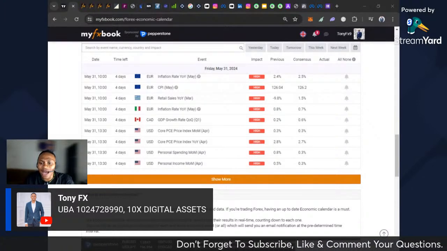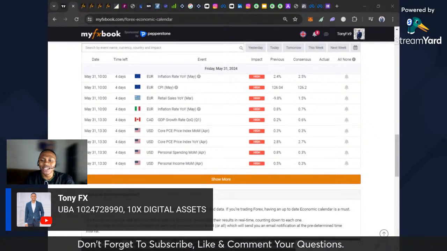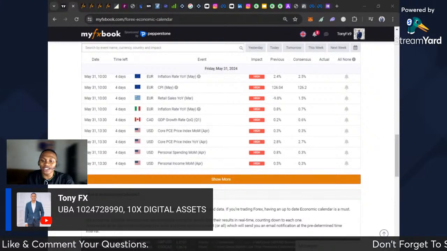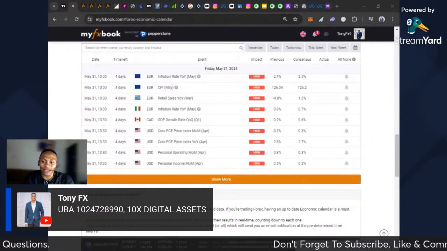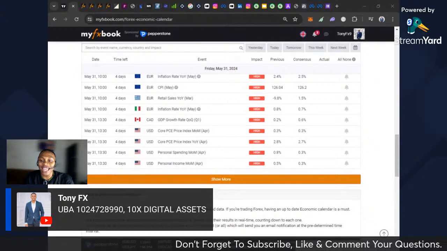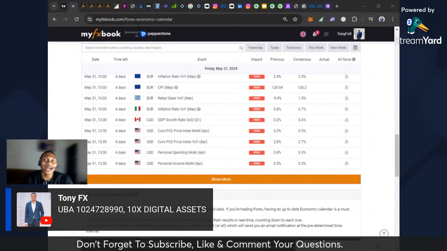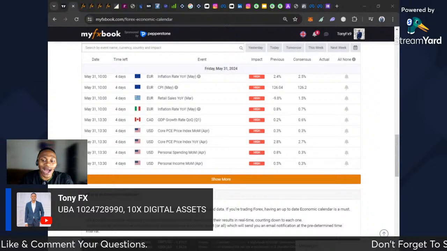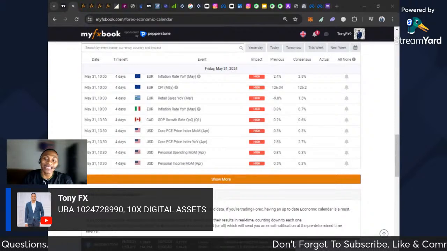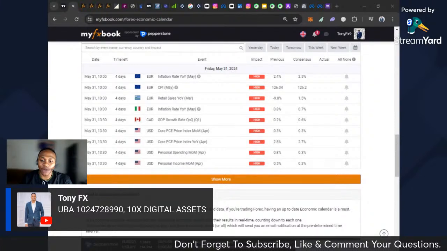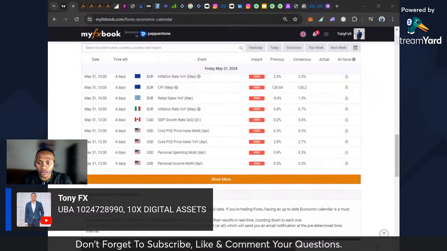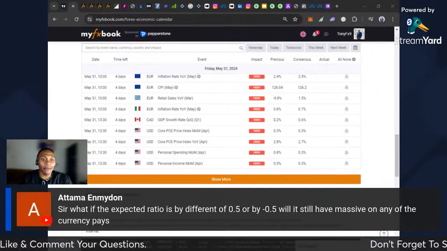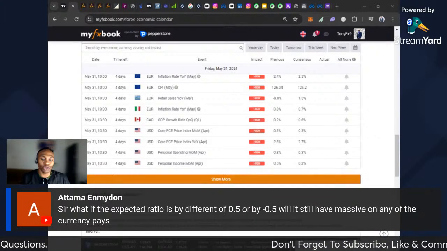Atama says, sir, what if the expected ratio is a difference of 0.5 or minus 0.5? Will it still have a massive impact on any of the currency pairs? Okay, Atama, this is a very professional question you asked. Thank you for asking. I'm giving you my own answer based on a book I have read.